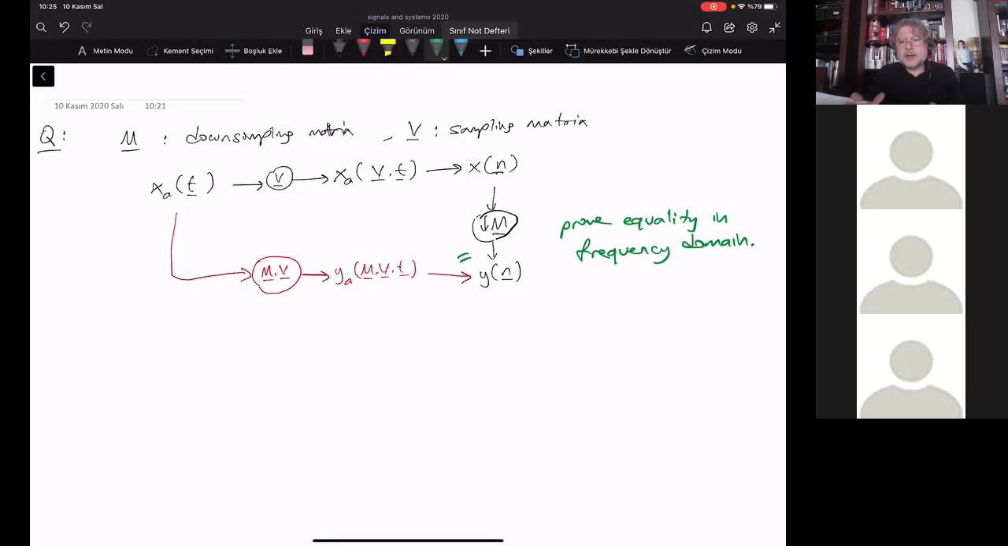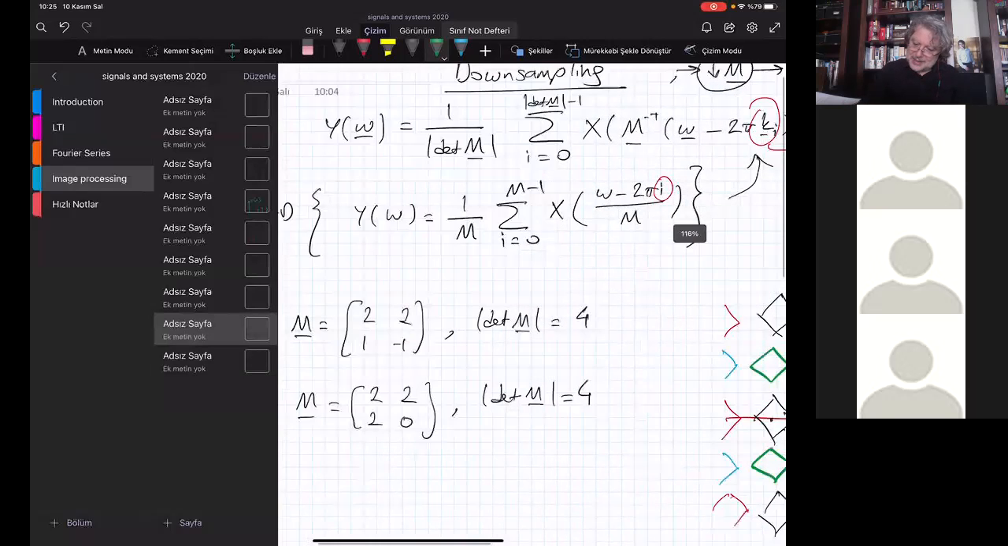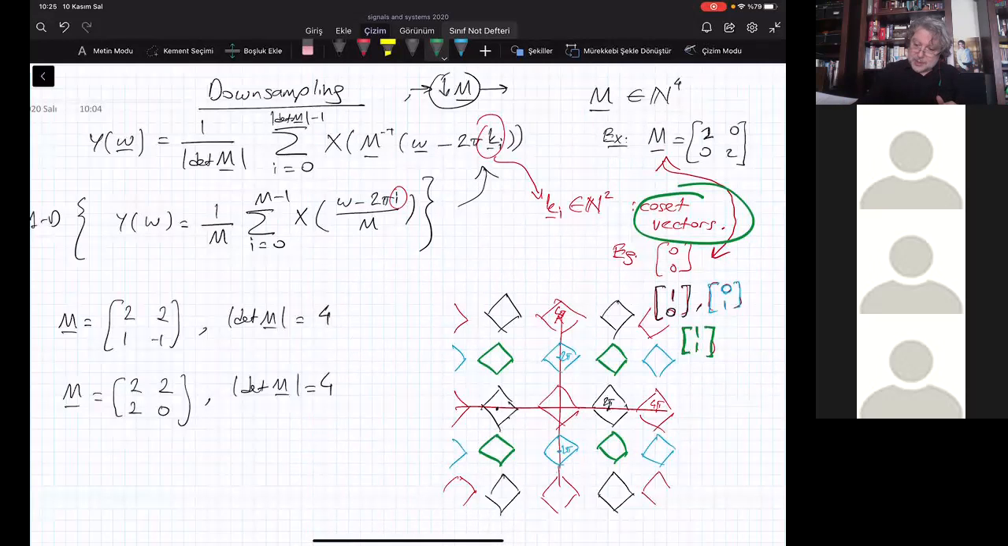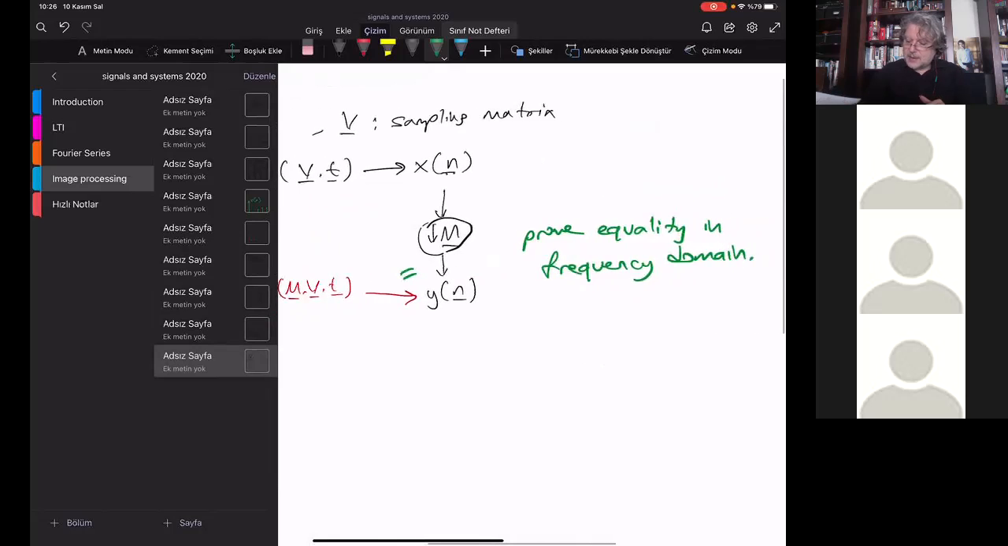You know the formula for downsampling. Where was it? Let's go back. It's here. This is the downsampling formula. So first apply the sampling formula and then the downsampling formula and come up with an expression. And later on, apply the sampling directly with M times V matrix and come up with the expression. Can you verify this equality, which will be a proof of what we have done so far? Okay, this is one exam question that I want to ask you.